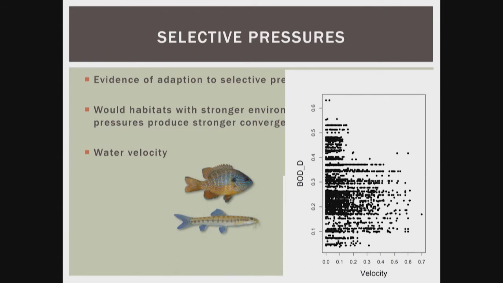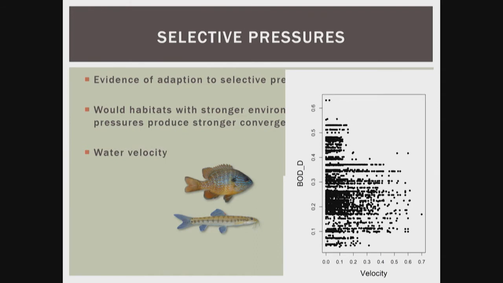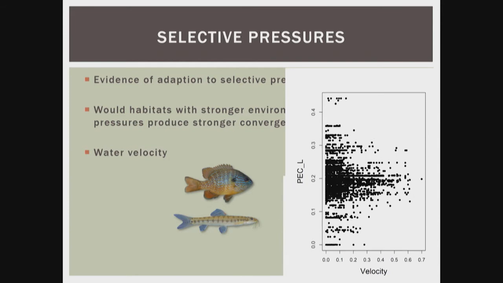And you can see this in multiple other traits. I saw this in various traits. We have this restriction of morphological variation as you increase water velocity. Another habitat variable that does this is substrate.